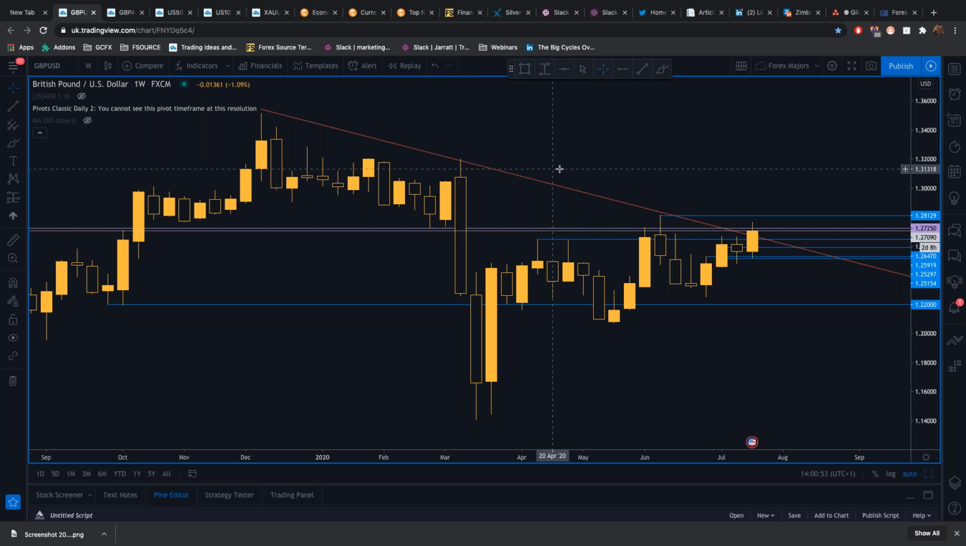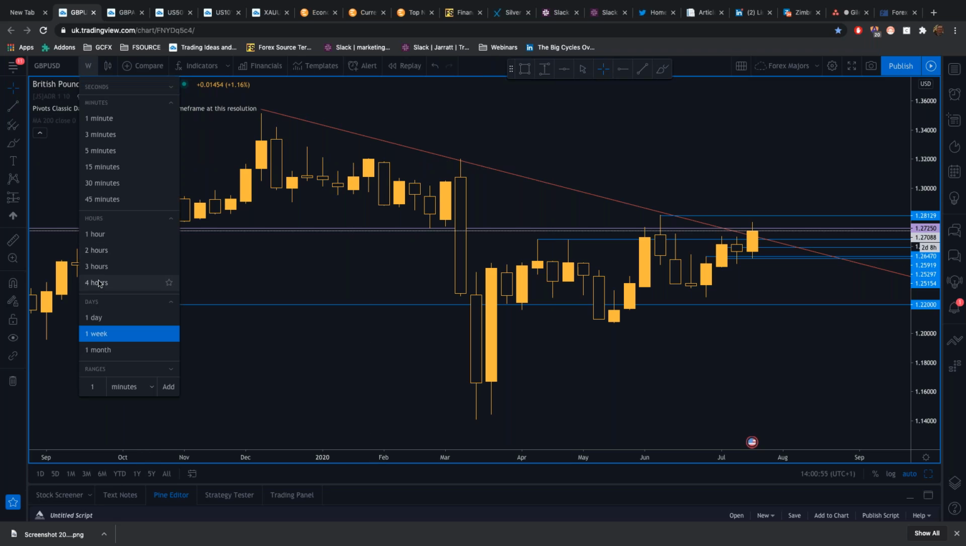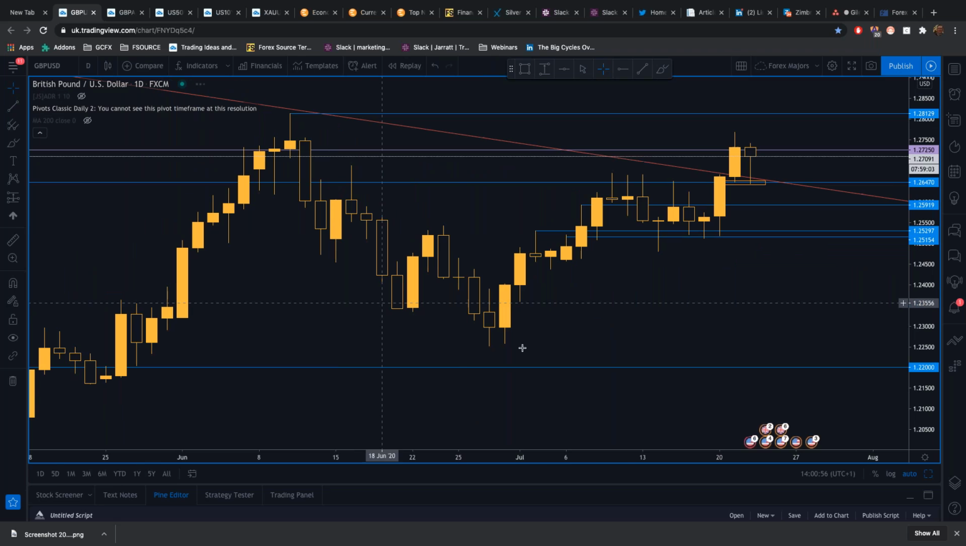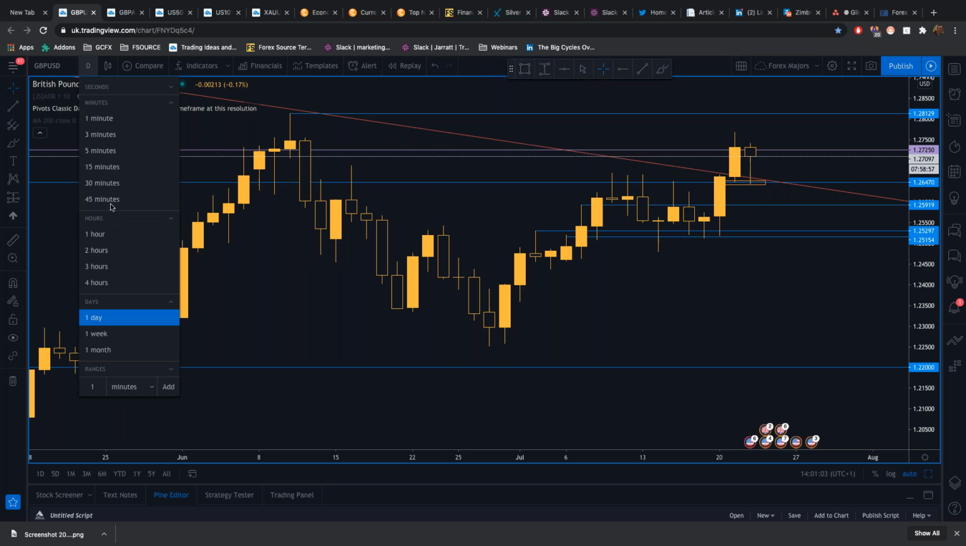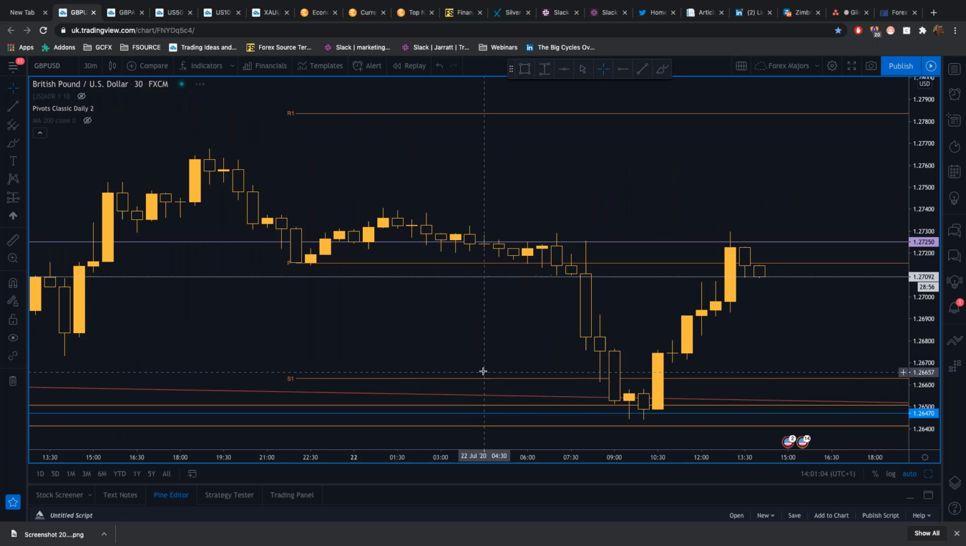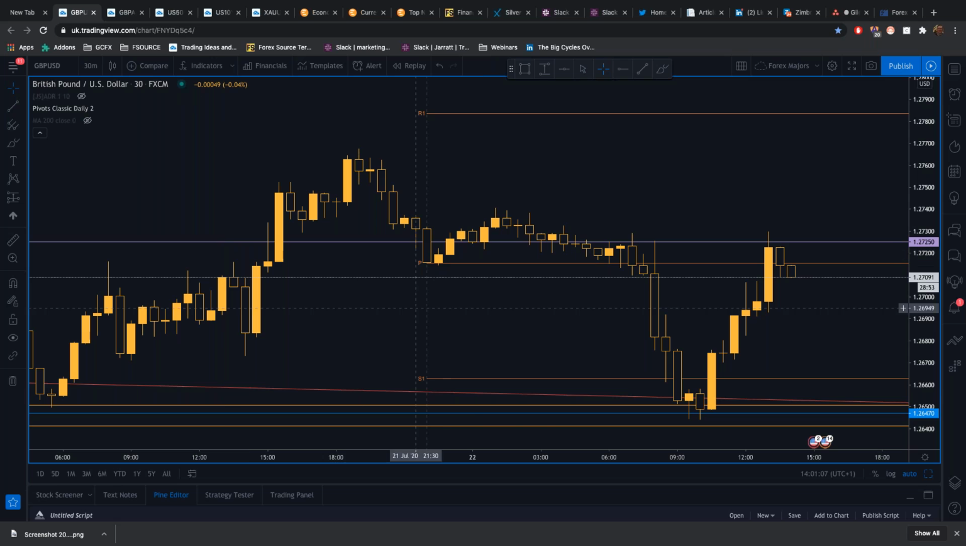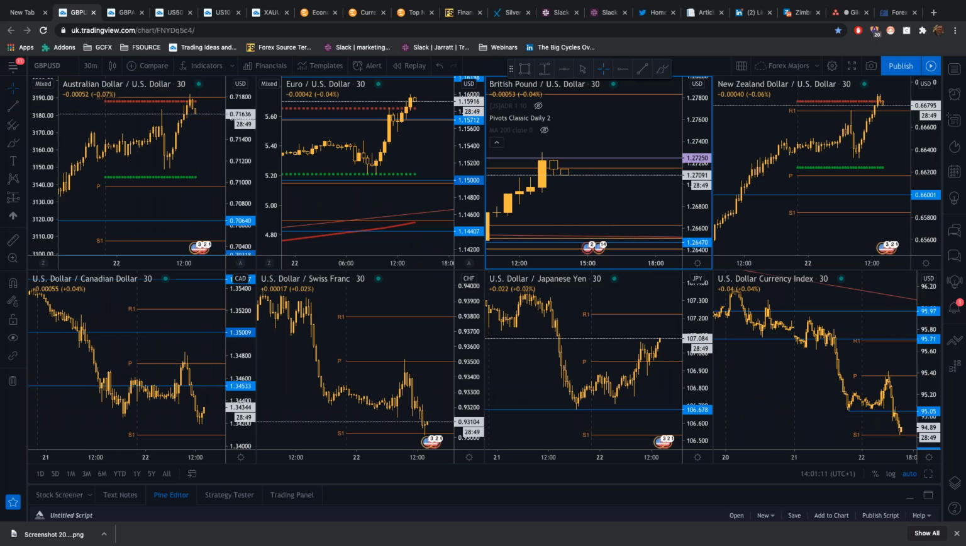So that's a quick rundown on the pound, and that's a quick look at what's going on there. You can see that level there, providing key support for the pound at the moment, as we'd expect, given the weak dollar that we're seeing.